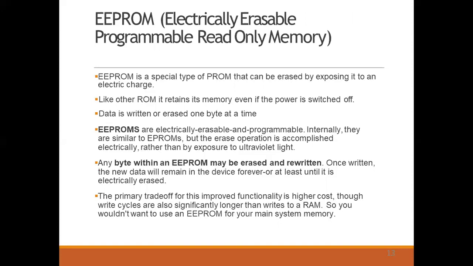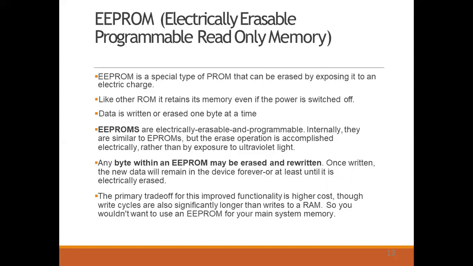Now, from the EPROM, we go to the EEPROM, the electrically erasable programmable read-only memory. It is a special type of PROM that can be erased by exposing it to an electrical charge. Previously it was done by ultraviolet light, but here only an electrical charge is used. Like other ROM, it retains the memory even if the power is switched off. Data is written or erased only one byte at a time, so it is very slow. Internally, EEPROMs are similar to EPROMs, but the erase operation is accomplished electrically rather than by exposure to ultraviolet light. That is the main difference between the EPROM and the EEPROM.